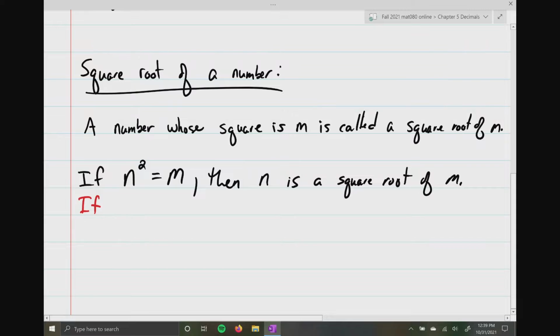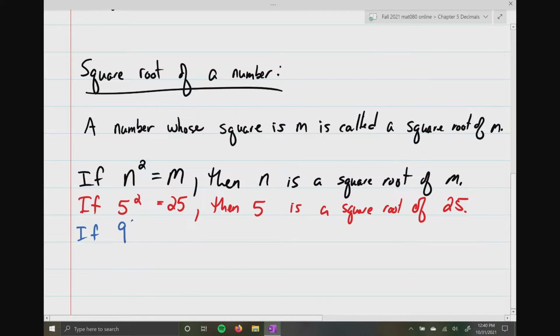So if 5 to the second equals 25, then 5 is a square root of 25. Okay? Another one to look at would be something like this. If 9 squared equals 81, then 9 is a square root of 81.